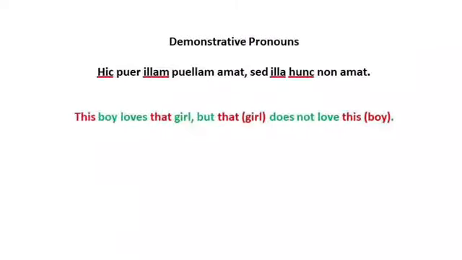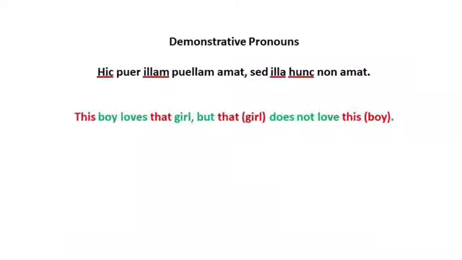You should have come up with, this boy loves that girl, but that girl does not love this boy. Now you'll notice in the second half of the sentence, we didn't need to repeat the words for girl and boy. When I had illa there in the second half of the sentence, it's feminine, and the only feminine word in the sentence so far has been girl, so we can assume that it means girl. Same thing for hunc. It's masculine, and the only other masculine noun we've had in that sentence has been boy, so we could assume boy.